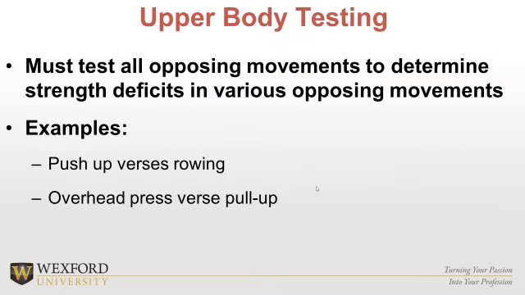Now let's look at upper body testing. You must test all opposing movements like we just talked about to determine strength deficits in various opposing movements. And again, examples are like a push-up versus a rowing, an overhead press versus a pull-up. So you can see the opposite movement patterns must be tested to see what your strength deficits are.